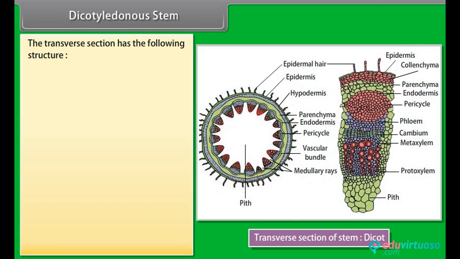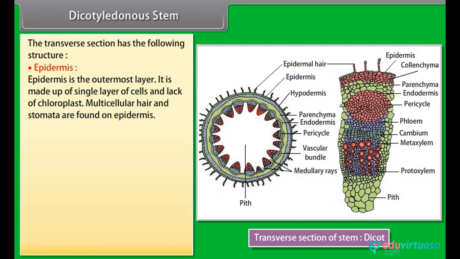Dicotyledonous stem. The transverse section has the following structure. Epidermis. Epidermis is the outermost layer of stem. It is made up of a single layer of cells and lacks chloroplast. Multicellular hair and stomata are found on epidermis.